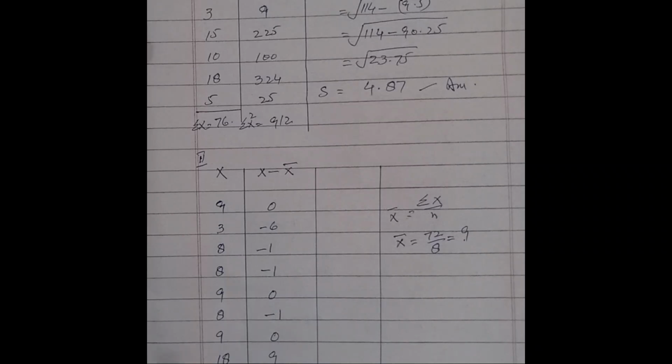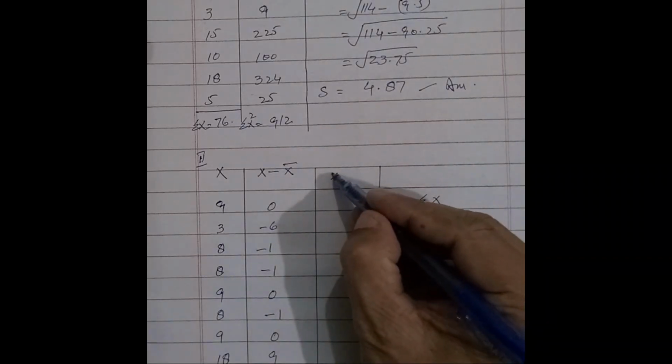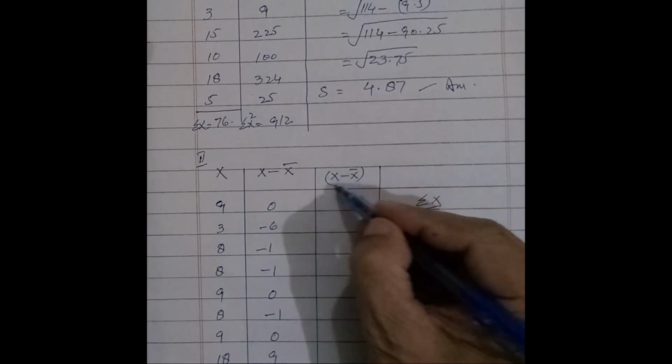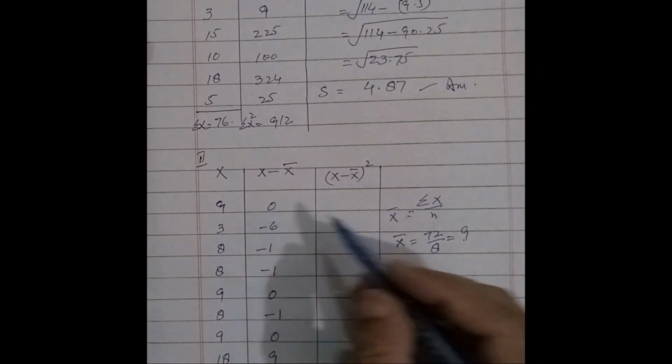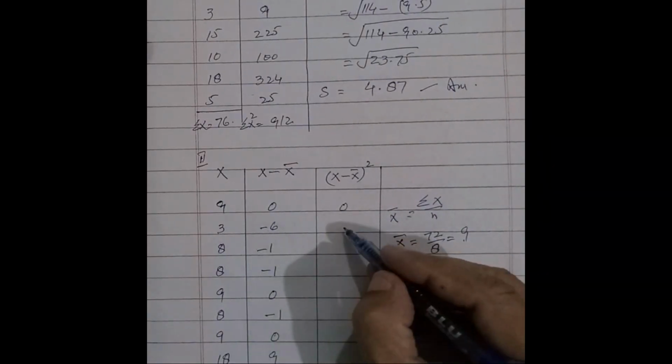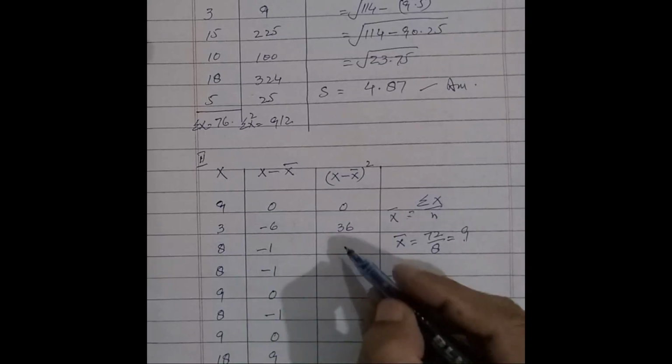And the next step is to take x minus x bar whole square. Take the square of all these values. We get 0 square is 0, minus 6 square is 36, 1 square is 1, and 1, 0, 1, 0, and 9 square is 81. And the summation of x minus x bar whole square means the sum of these values, and we get 120.